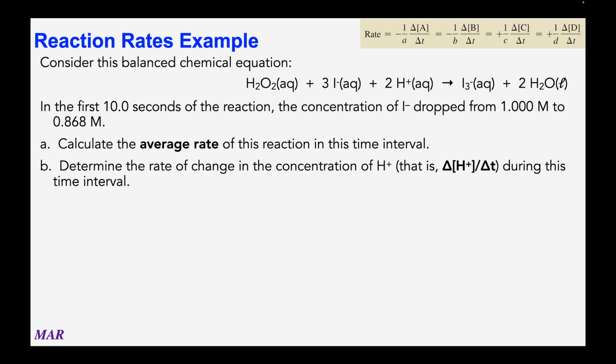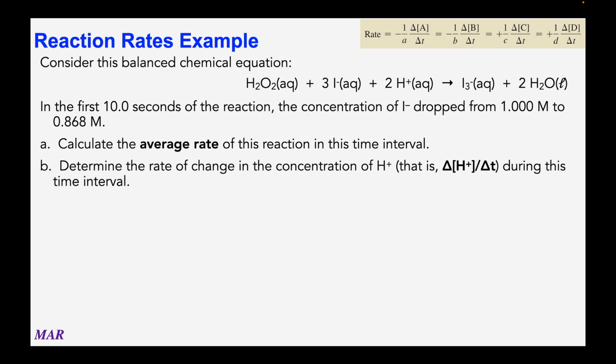So what we have here is a reaction where hydrogen peroxide is reacting with iodide, I minus, and some acid, H plus. And it makes what's called the triiodide ion, I3 minus, and some water. But here's the important part. In the first 10 seconds of the reaction, the concentration of the iodide dropped from 1 molar down to 0.868 moles per liter.